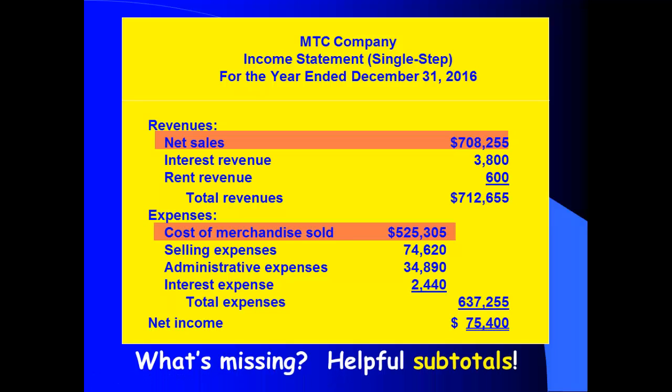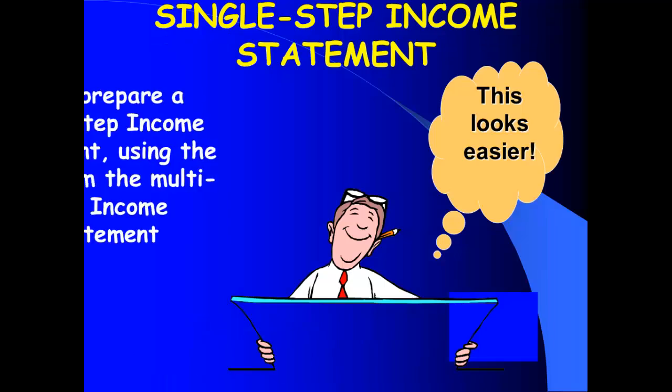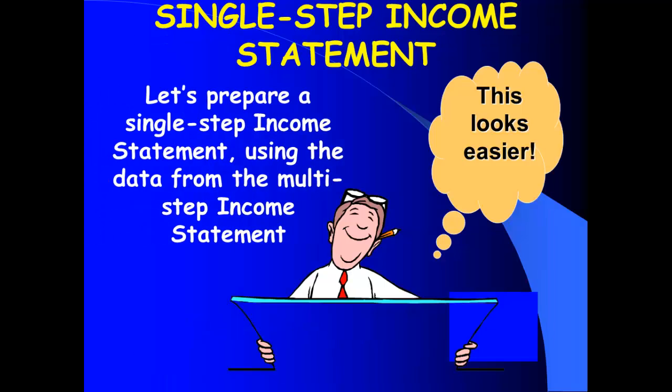What's missing from there are the helpful subtotals. For example, I think gross profit is one of the most important figures on the income statement. What we made by selling something for more than what it cost us. Do we see gross profit on the single step income statement? No. Could we pull out our calculator and figure it if we had to? Yeah, we could take net sales and subtract my cost of goods sold. But it just is not readily apparent. Same thing for income from operations, doesn't show in the single step statement either. At first glance, the single step statement looks a whole lot easier. I'm going to convince you by the end it might be a little bit easier, but probably not much easier.